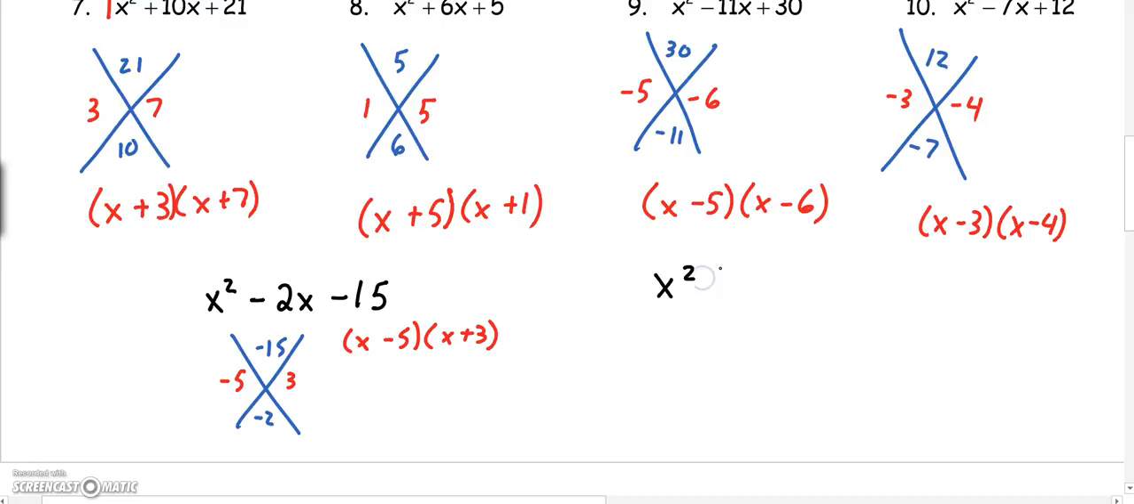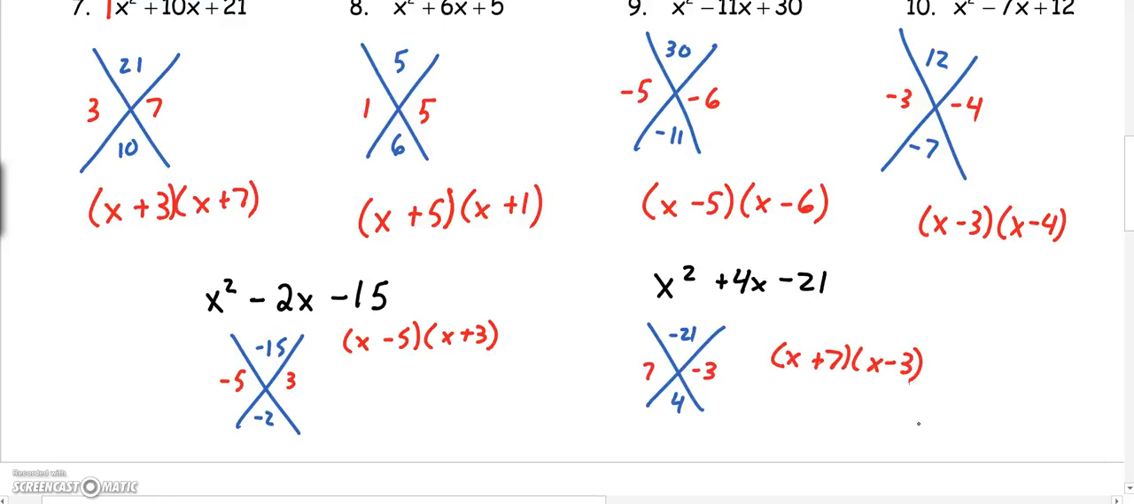Let's look at one more example similar to this. So it's x squared plus 4x minus 21. So in this case, we need numbers that multiply to negative 21 and add to positive 4. So because 21 is negative, we need a negative and a positive number. So numbers that multiply to 21, first one that comes to mind is 3 and 7. Because the 4 is positive, the 7 stays positive. So I have x plus 7 and x minus 3.